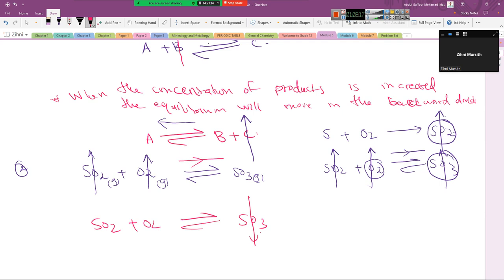So when we remove SO3, in which direction should the equilibrium move? Towards the left. Oh, towards the right, sorry. Yes, right. So this is an application side. When we study industrial chemistry, we will need equilibrium also.